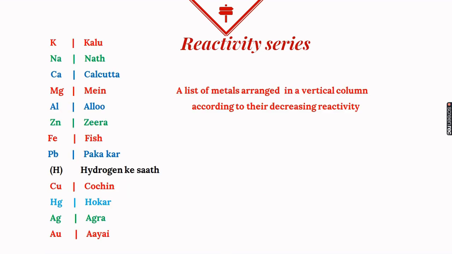Before we move to the rest of the properties of metals, we need to understand this reactivity series. It is a list of metals which are arranged in a vertical column according to their decreasing reactivity, which means that metals which are at the top of this series are most reactive. As we move down, their reactivity decreases and at the bottom, the least reactive metals are present.